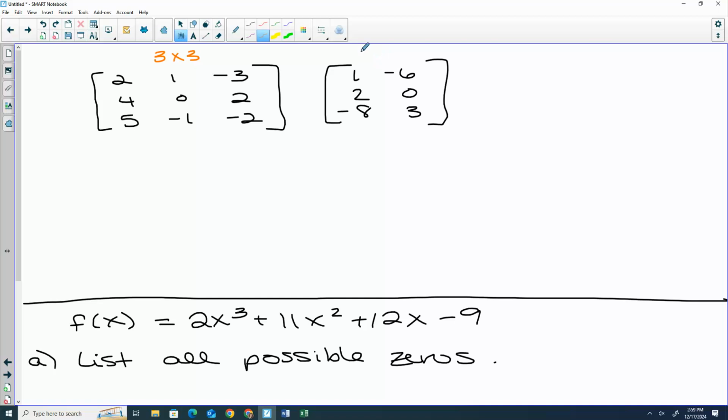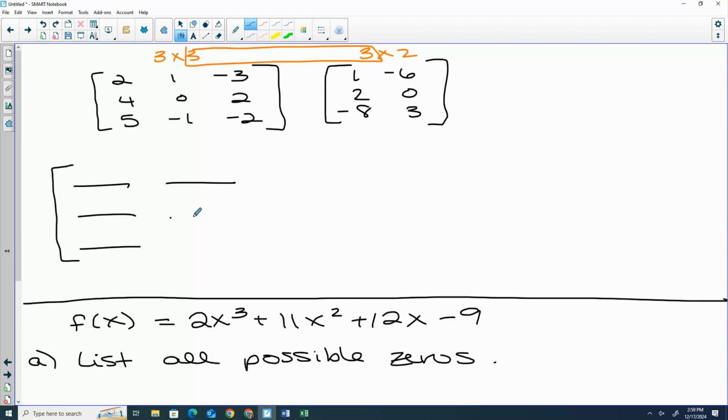And the second one? So can we multiply them? Yes. How big will the answer be? 3 by 2. 3 rows, 2 columns. Okay. So you take the first row times the first column. So 2 times 1, 1 times 2, negative 3 times negative 8. First row, second column. So 2 times negative 6, 1 times 0, negative 3 times 6. You guys with me so far?